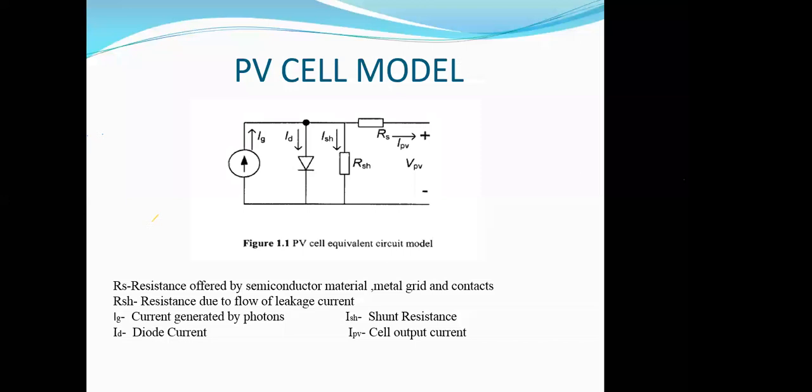This is the basic PV cell model. There are different types of PV cell model available. Basically, there are three types: one is simple, one is moderate, one is a complex one. Here I'm showing one of the models of PV cell.